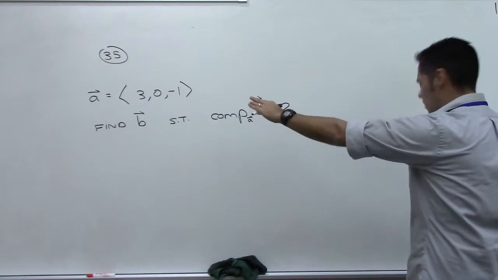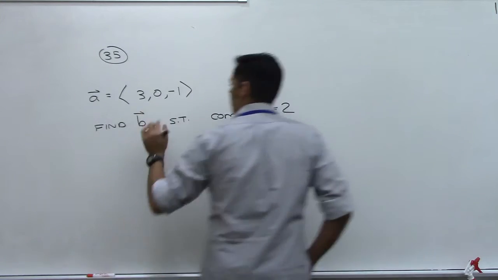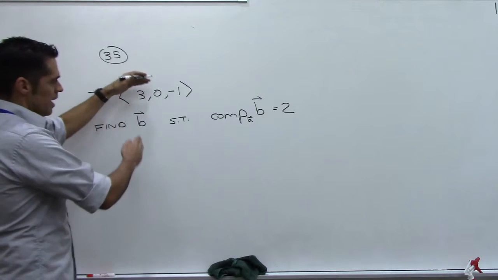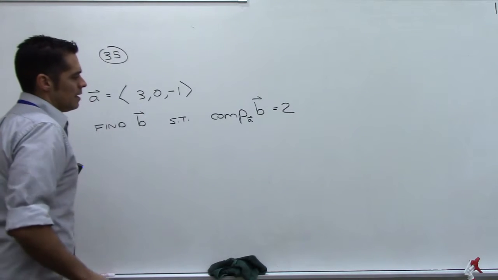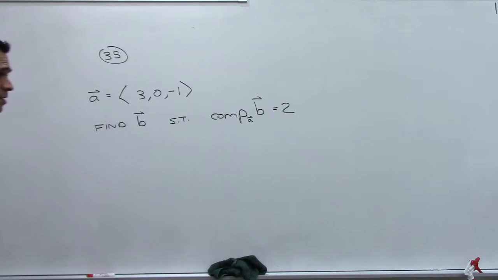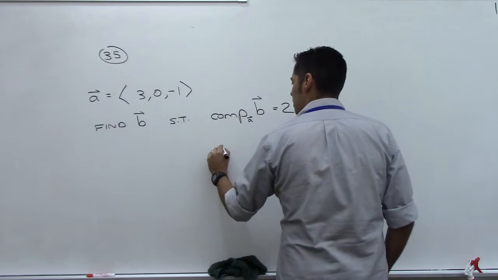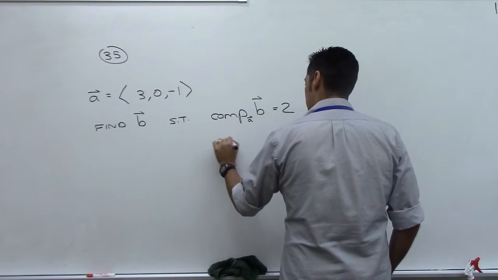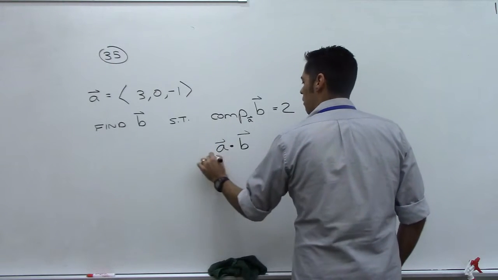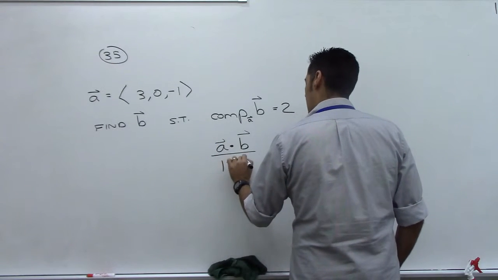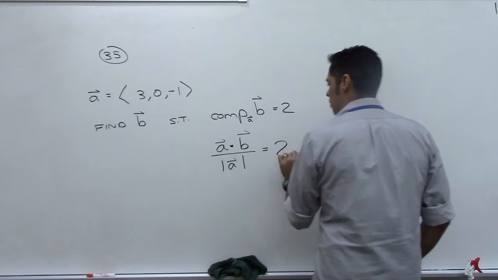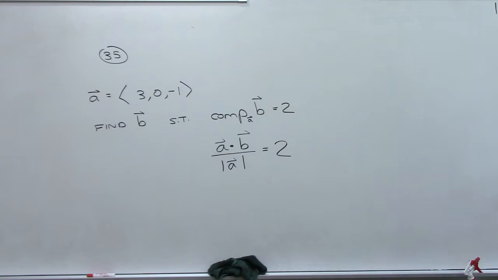So we've got some vector that's given to us right here. We need to find a vector that when we project it onto this, the length of it is 2. That's what this is saying. So let's set up the left side of this, right? This is A dot B over magnitude of A. We need that to be equal to 2. So that's what we know.